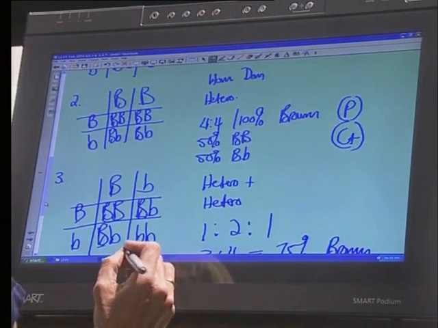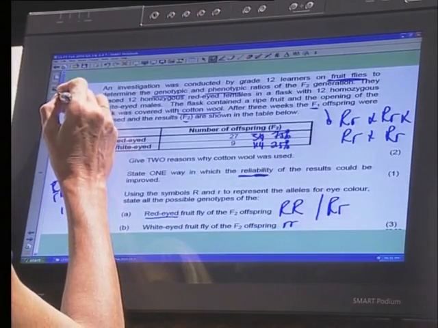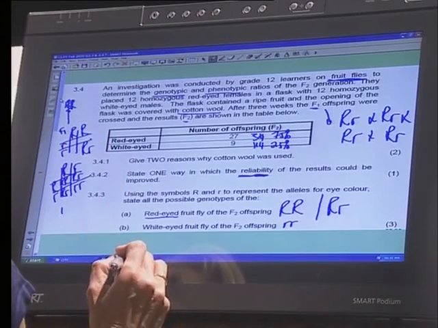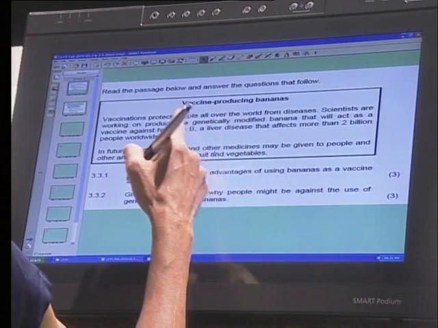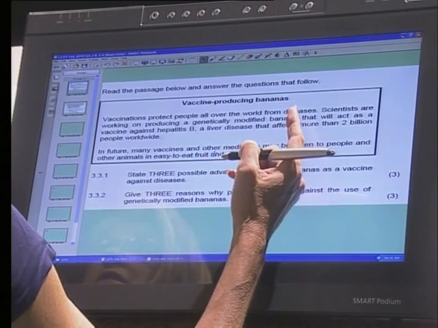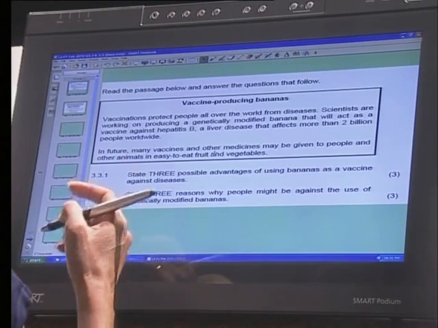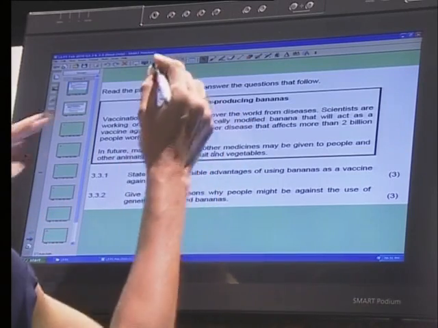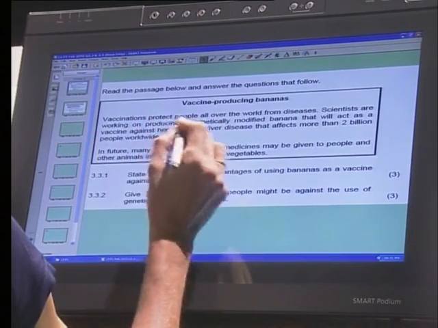Now, there was another question, or is that your question? That's it? It was 3.3. It's the one about this one here. Read the passage below and answer the questions that follow. Vaccine-producing bananas. Yes, ma'am. Okay. I'm just going to read this quickly, and then we're going to go for an ad break. Okay, vaccines protect people all over the world.